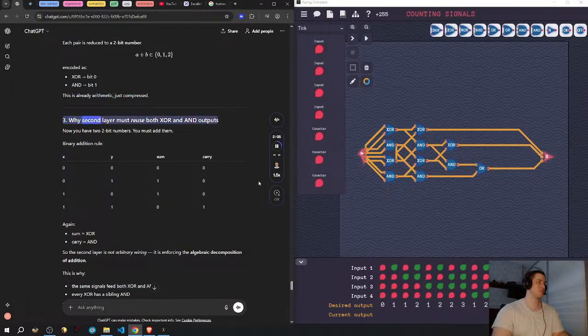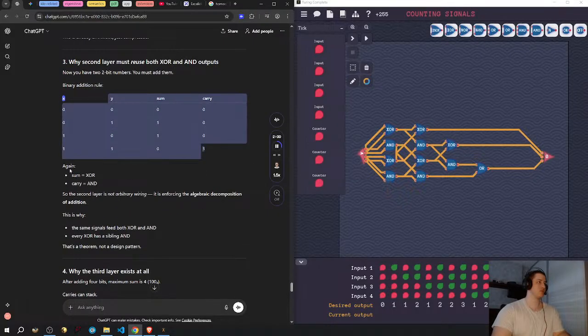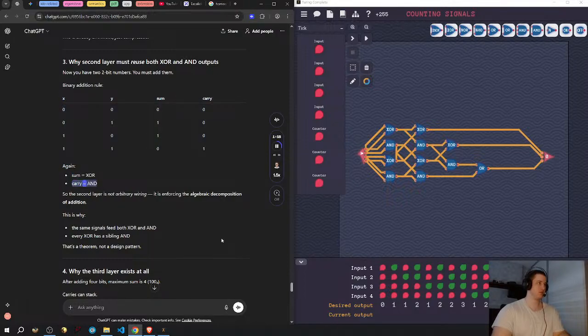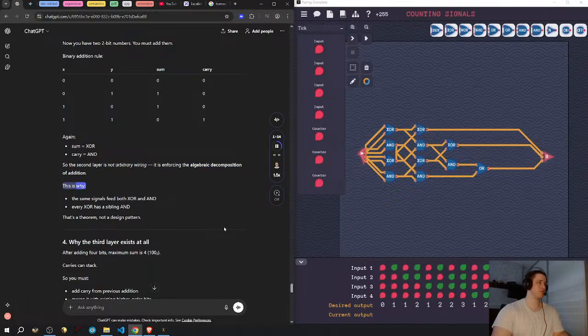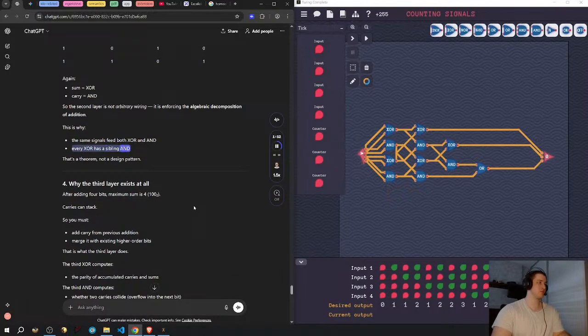3. Why the second layer must reuse both XOR and AND outputs. Now you have two 2-bit numbers. You must add them. Binary addition rule: sum is XOR, carry is AND. So the second layer is not arbitrary wiring. It is enforcing the algebraic decomposition of addition. This is why the same signals feed both XOR and AND. Every XOR has a sibling AND. That's a theorem, not a design pattern.